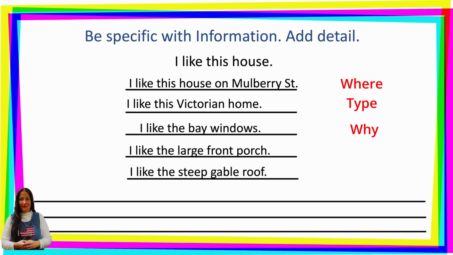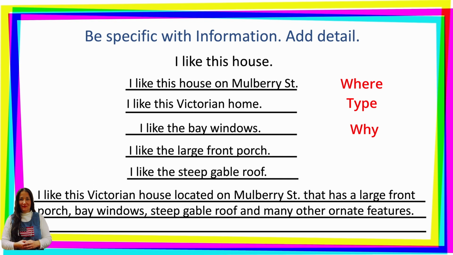These are all details of a Victorian home, so you can picture what the home is like, and you can picture where it is on Mulberry Street. I like this Victorian house located on Mulberry Street that has a large front porch, bay windows, steep gable roof, and many other ornate features.